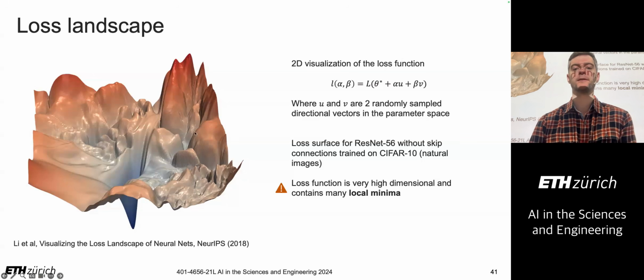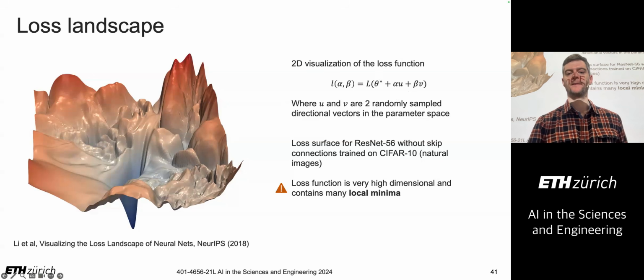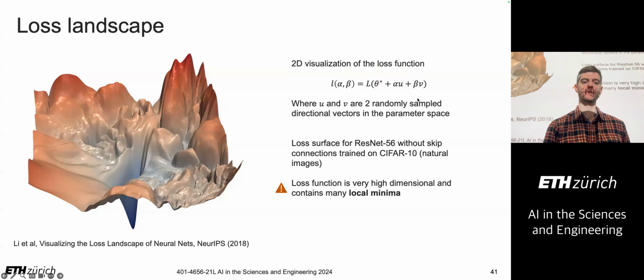And to create this plot, what they did is they sampled randomly two vectors in this space, in the space of the weights of the network. So in this high dimensional parameter space, you just randomly sample two vectors. And then instead of the full loss landscape, you just plot the loss value varied across those two vectors. So this function here. You're obviously not visualizing the whole loss landscape here, but we can see it across one plane. We're just looking at it across a plane in the space.